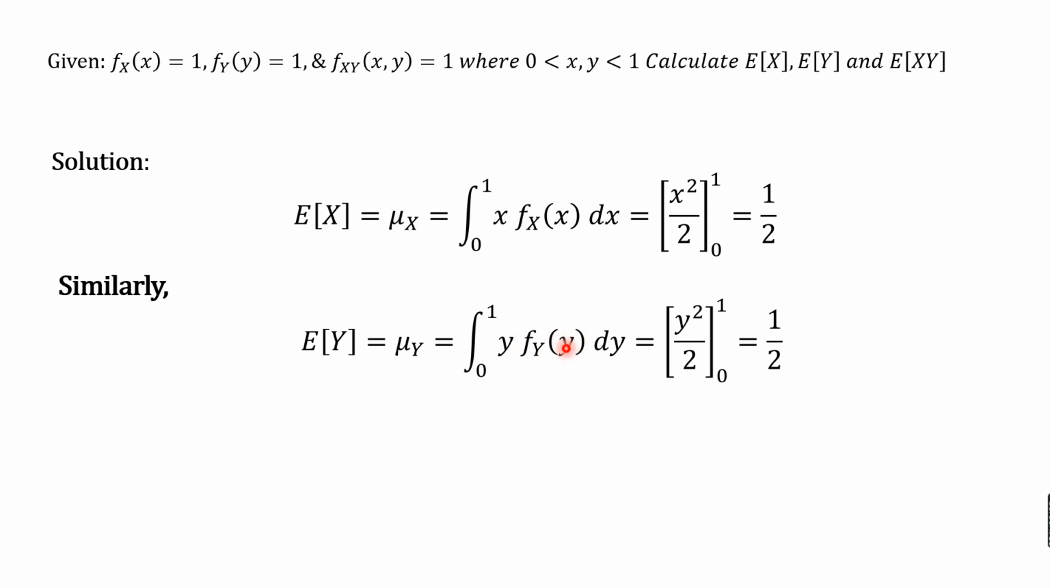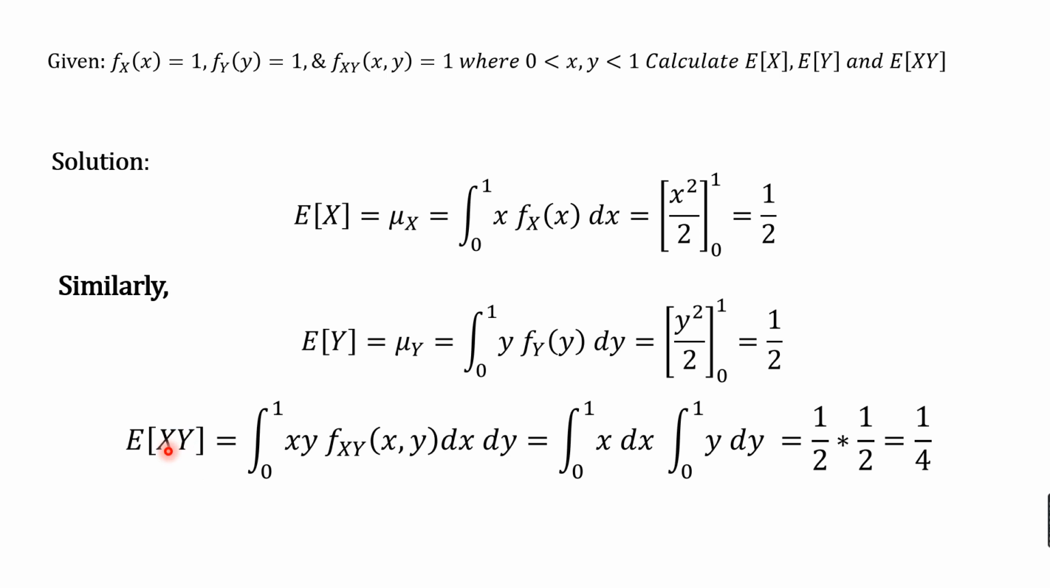So the PDF of y is given here. It is 1, where x and y vary from 0 to 1. Alright. Integration of y is what? y square by 2, with limits from 0 to 1. After simplification, the result is 1 by 2 here.